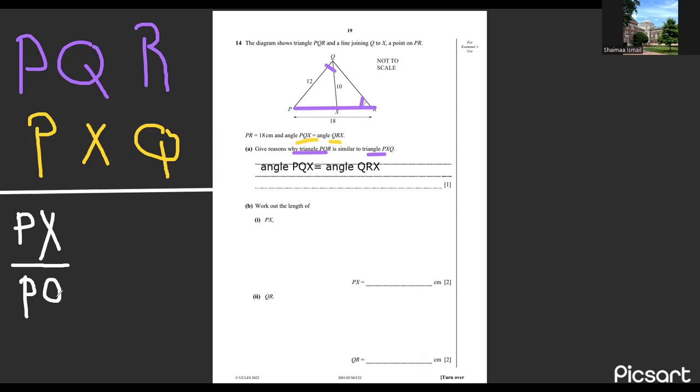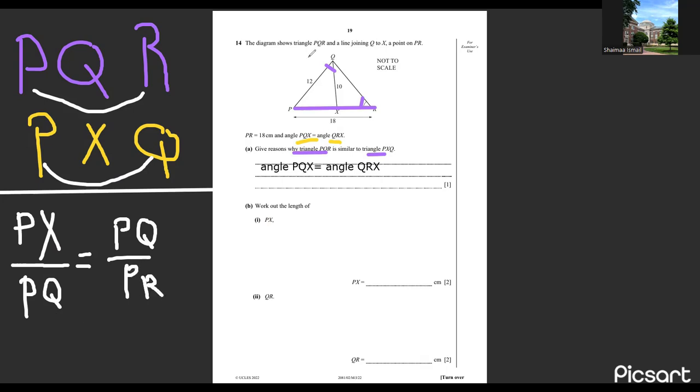So here you needed the PX, which is over the PQ. They are similar, so they are proportional. So you can say PX over PQ. Remember that we start the numerator with the yellow triangle. So we have to start the numerator here also with a yellow triangle. So here PX over PQ equals PQ over PR. I'm going to write PQ over PR. And now the PQ here is equal to 12.